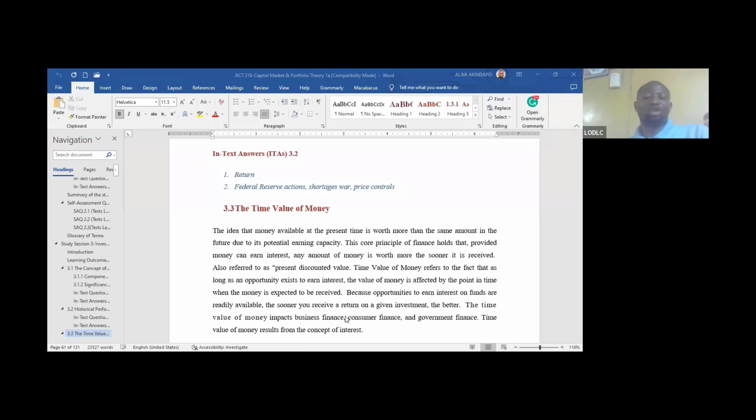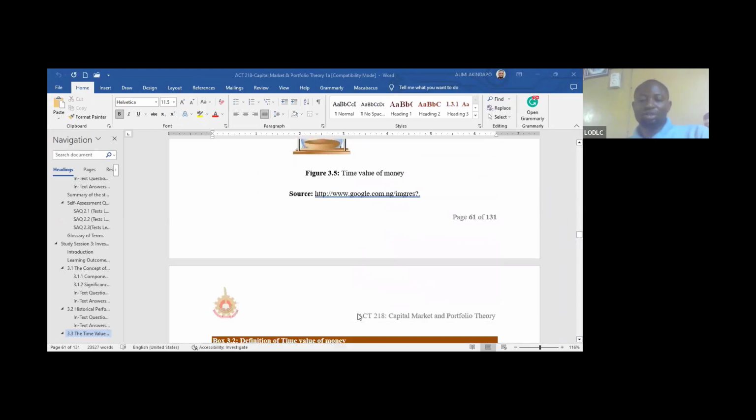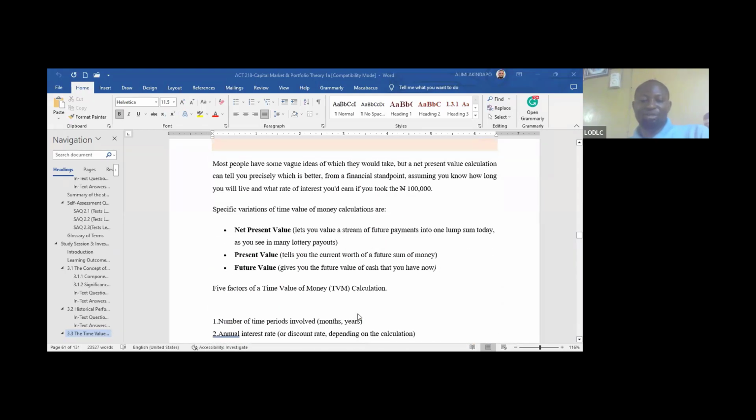So time value of money results from the concept of what? Interest. So that is that about the time value of money.